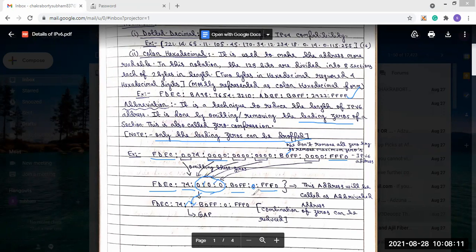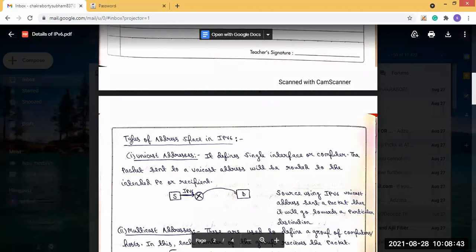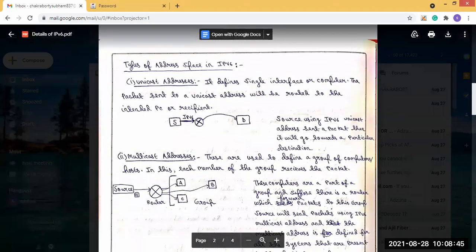But we cannot reduce this zero because no such combination arises, because here is not zero, here is also not zero. So the combination does not arise. If the combination does not arise, then we cannot remove the zero. So this is the condition for the abbreviation. This is the abbreviation of an IPv6 address. Okay. Clear to everyone? Is it clear?